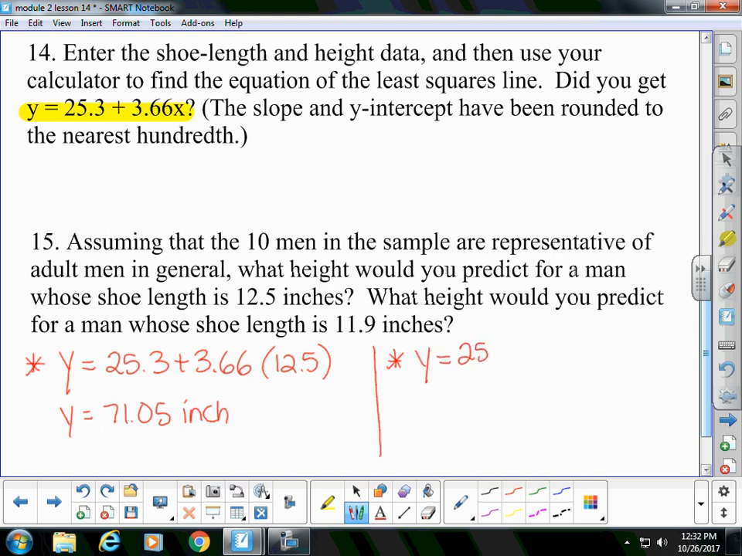I would take 25.3 plus 3.66 and multiply that by 11.9. So 25.3 plus 3.66 times 11.9. And that's coming out to 68.85 inches. So that's how tall he would be. Which, 65 is about 5 foot 8 inches, 71 is about just under 6 foot. That would be 5 foot 11 inches.